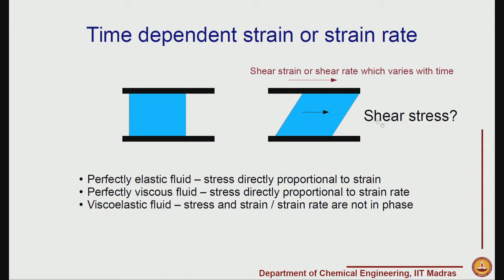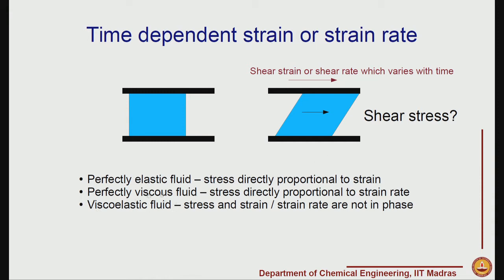So, what we will see is in cases with perfectly elastic fluid, we will have stress directly proportional to strain. This is similar to, let us say, the Hookean nature of the fluid. Hooke's law is where stress is directly proportional to strain, and therefore, wherever stress is maximum, strain would be maximum. So, in other words, we can also say that stress and strain are in phase.